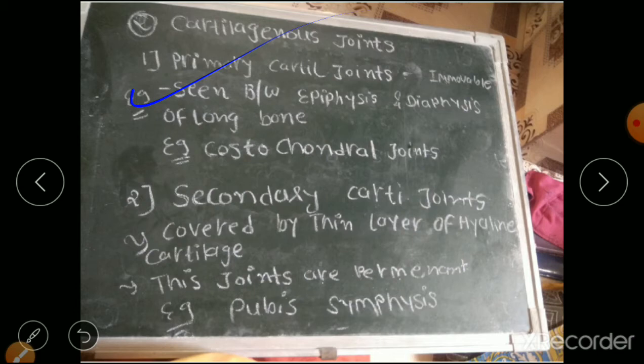You have to remember just examples and one point of that joint, that is enough. Second is secondary cartilaginous joints, covered by a thin layer of hyaline cartilage. What is cartilage? We discussed it in the previous video: cartilage types and what hyaline cartilage is. So it is covered by a thin layer of hyaline cartilage, and these joints are permanent. The example is pubic symphysis, between the pubic bones. The pubic symphysis is the example of secondary cartilaginous joint.